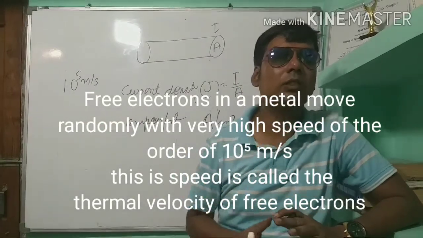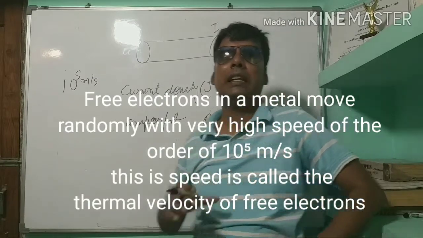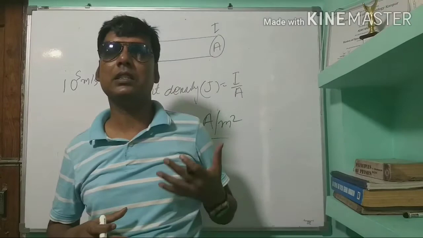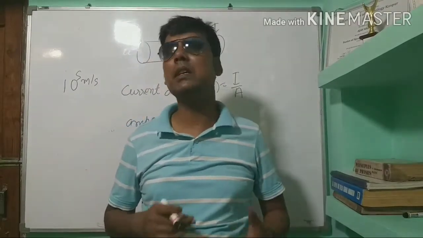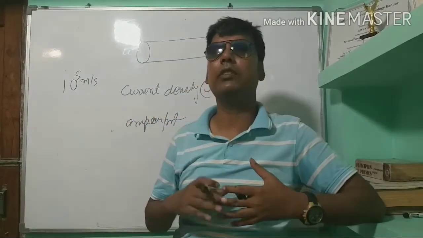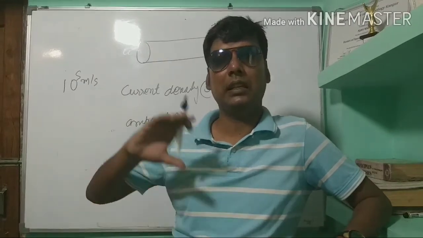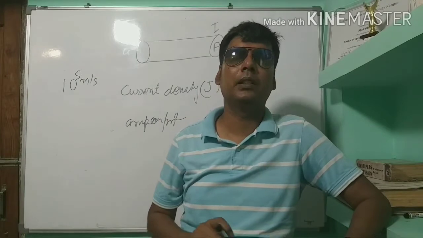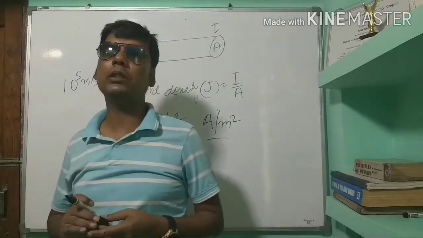The average thermal velocity of free electrons in a metal in any direction remains 0. Now we'll talk about drift velocity.